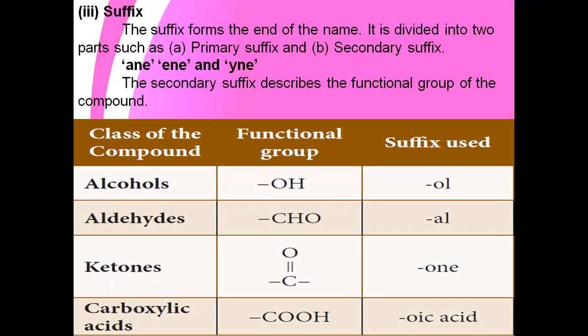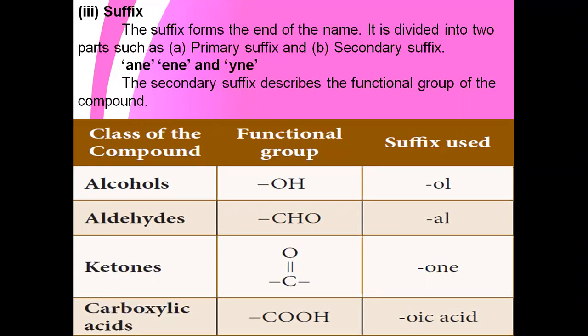So ENE, YNE are compounds containing double and triple bonds. Okay. So suffix is the end of the name. First one is prefix word, next is root word, and third one is suffix. So suffix is divided into two. That is a primary suffix.